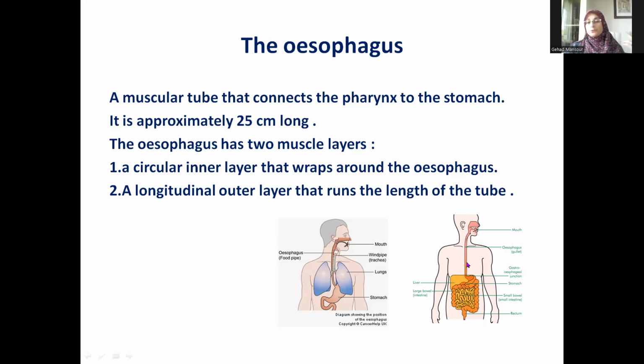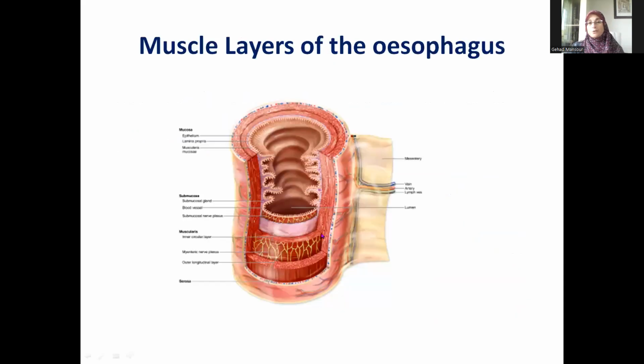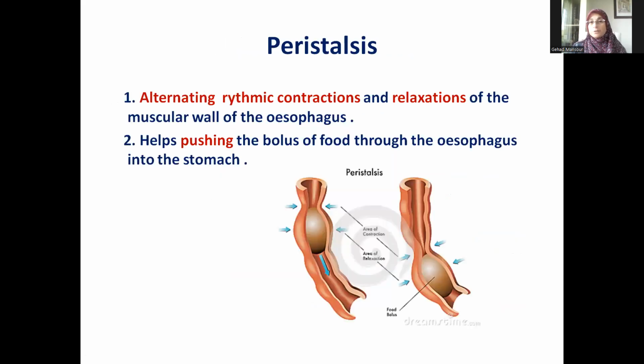And it is formed of two layers of muscles, an inner circular ring-like layer and an outer longitudinal layer. So what's the function of the smooth muscles of the esophagus? Peristalsis. And what's peristalsis? It's a series of regular contractions and relaxations of the muscular wall of the esophagus. Is it confined to the esophagus? Is it restricted to the esophagus?